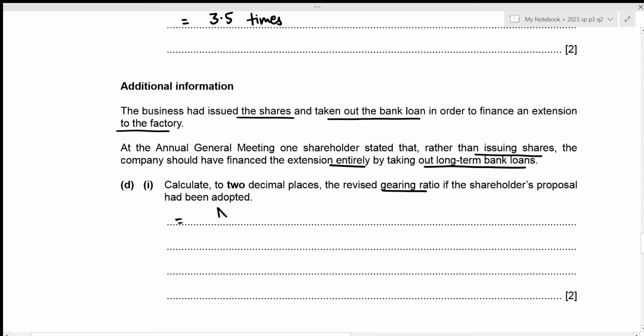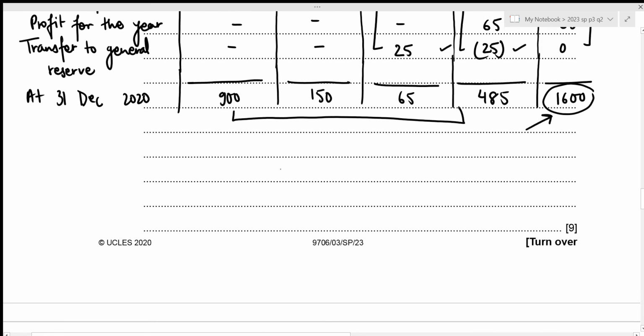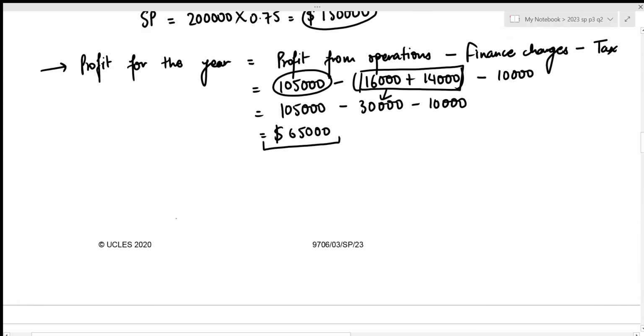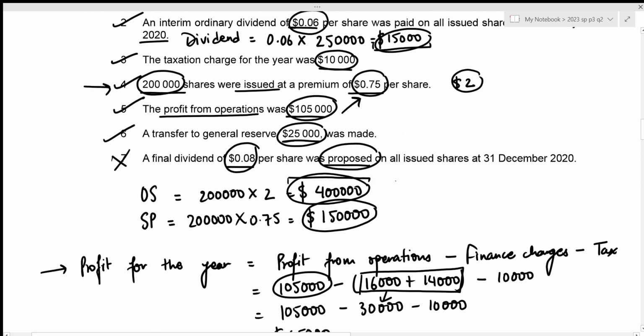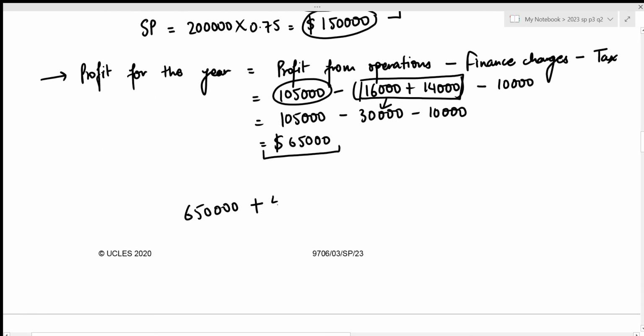Again, the formula is the same one. Non-current liabilities divided by non-current liabilities plus equity times 100%. But in this case, whatever amount that we took out by issuing new shares, those should have been treated as the non-current liabilities. So let's do that. Our new non-current liabilities now will be the previous amount of 650,000 plus the new issuance of shares, from which we got 400,000 and 150,000 each for ordinary share as well as share premium. So we need to treat these amounts as non-current liabilities now. And this gives the total non-current liabilities, 1,200,000. Let's write it down.